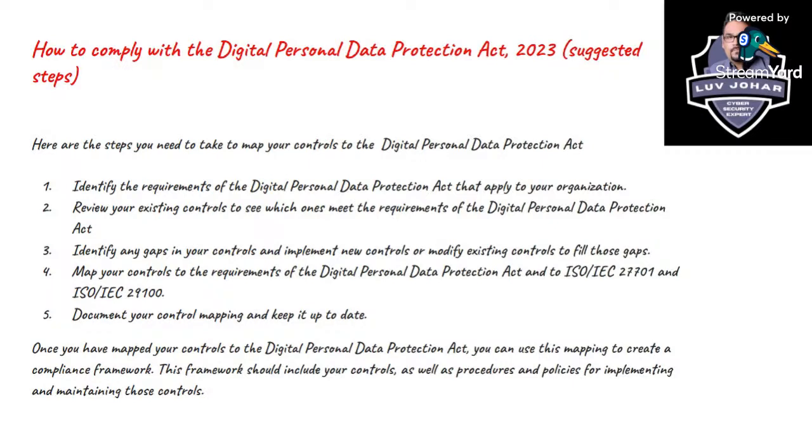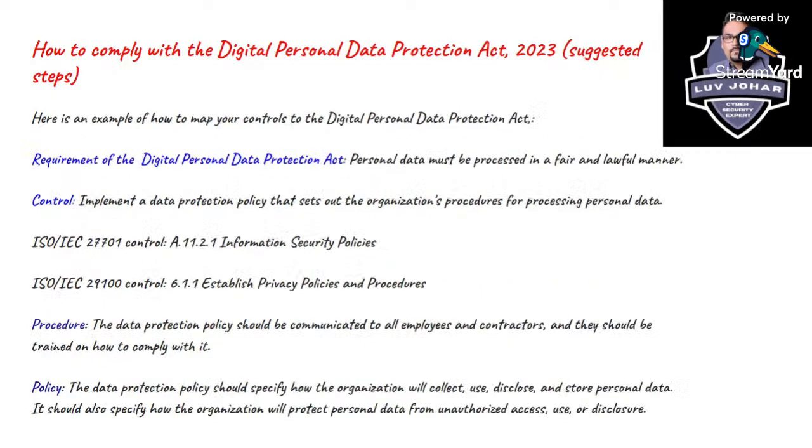Now, once you have done the mapping of your controls to the Digital Personal Data Protection Act, you can use this mapping to create a compliance framework, guys. This is very important. This framework should include your controls as well as the procedures and policies that you have in place for implementing and maintaining those controls. Now you must be thinking how to do the mapping. As I said, in this video we will see two examples of doing the mapping.